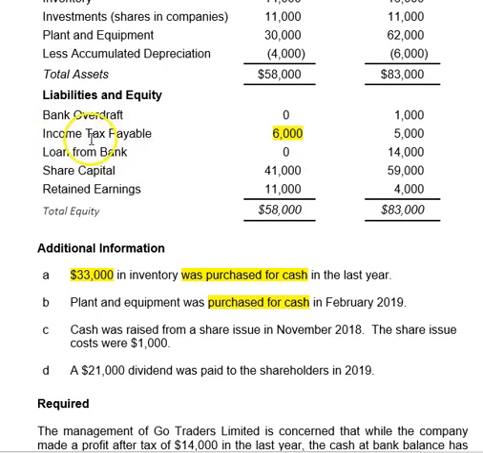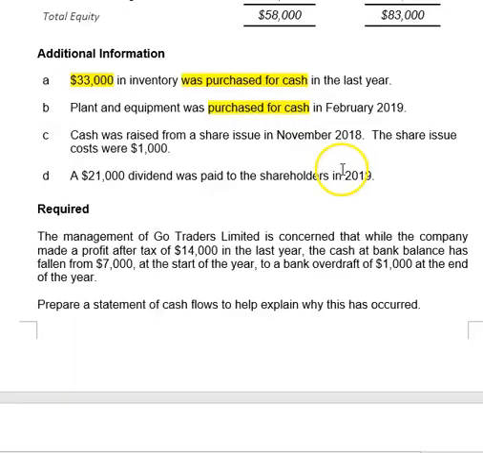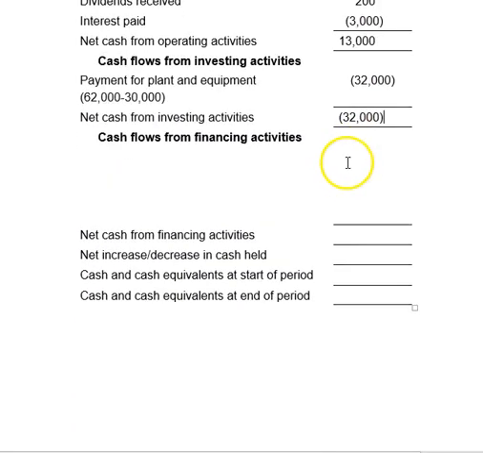Next, we will look at our bank loan. If you notice that your bank loan has increased from 0 to 14,000, that means we have received a bank loan of 14,000. Okay, so our cash will go up by 14,000. Bank loan increased by 14,000, so there's a cash inflow over here. So we have received some cash from bank loan.